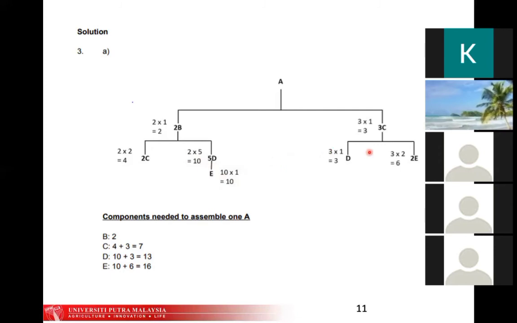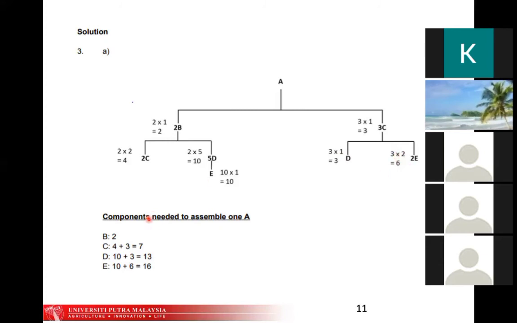On the right hand side, 3 Cs is needed to make 1A. So 3 times 1 equals 3. 1D is needed to complete each C, so 3 times 1 equals 3. 2E is needed for each C, so 3 times 2 equals 6.